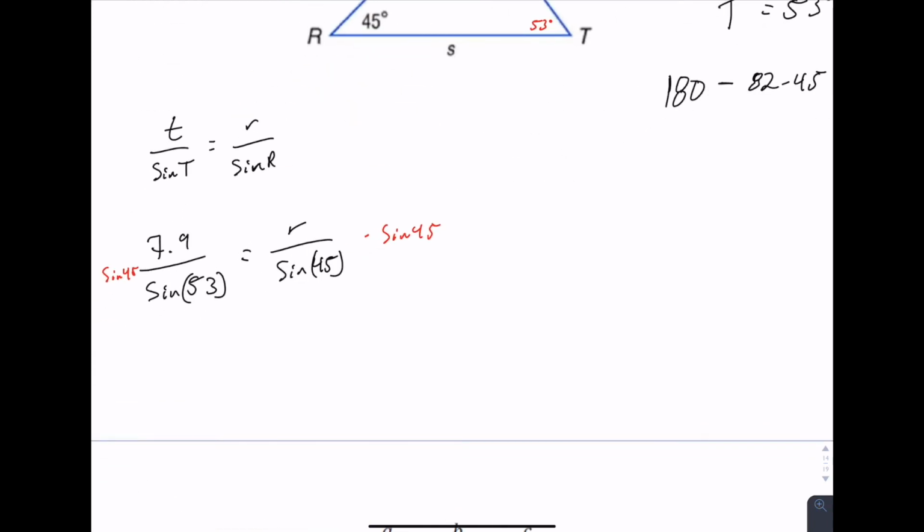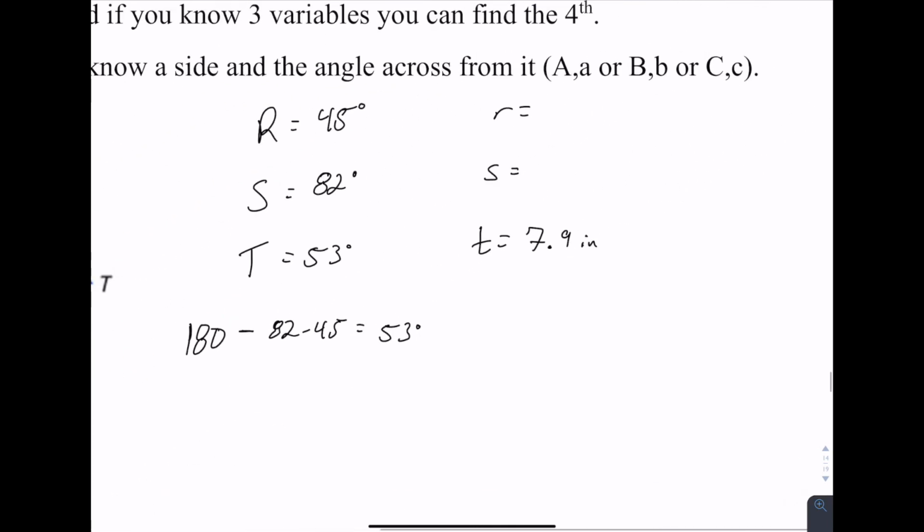Okay, so now I know that little r equals 7.9 times sine 45 all over sine 53. So now, again, calculator, plug and chug, you end up with 6.99461. Use as many decimals as you can. So 6.99461 inches. We're done with that one.